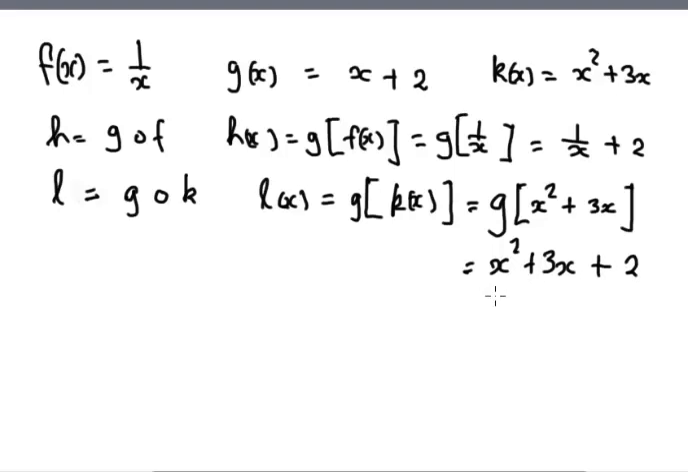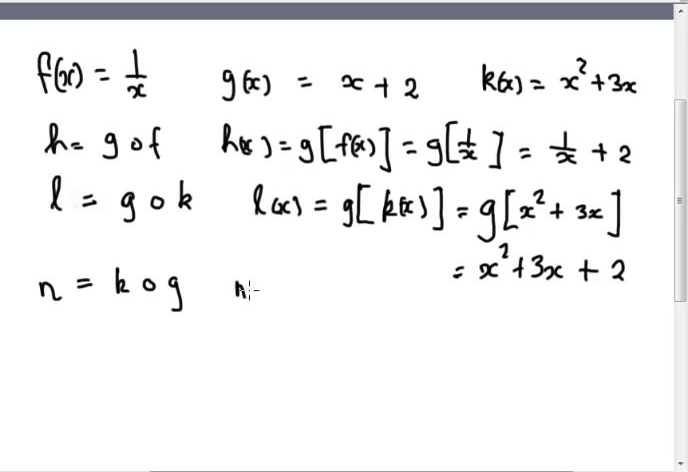Okay. So now let's do the reverse. Let's do the other order now. Let's say we wanted to have a function n, which is equals to k circle g. Which function is going to act first on x? You see, when it's written like this, it's k which acts first on x, isn't it? So here, which function is going to act first on x? G.